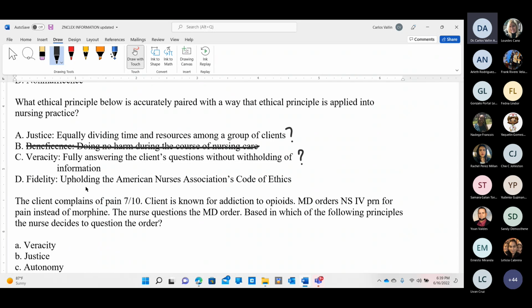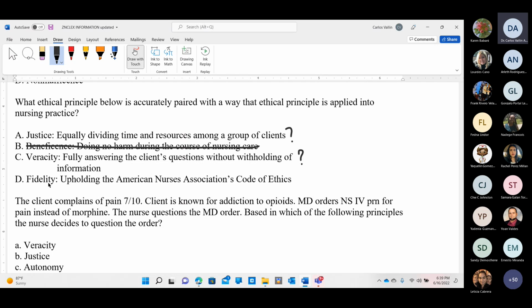Fidelity: upholding the American Nurses Association Code of Ethics. No. What is fidelity? Keeping your promises. Yes. Remember that many of us have a relationship, no? We know what fidelity is, what we promise. So it doesn't apply here. Ethically, fidelity is related with the clients. Fidelity is not related with an organization like the American Nurses Association, nor with the doctors, nor with the institution, etc. Our fidelity, ethically, as a profession, is with the client. So it doesn't apply.